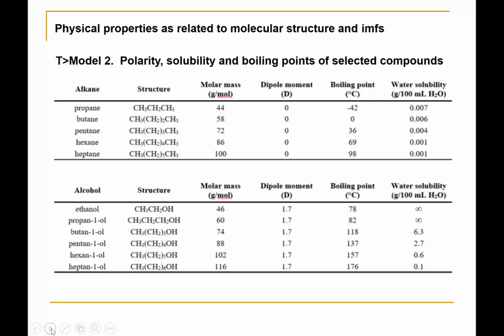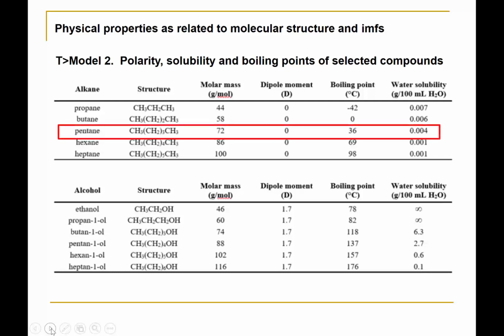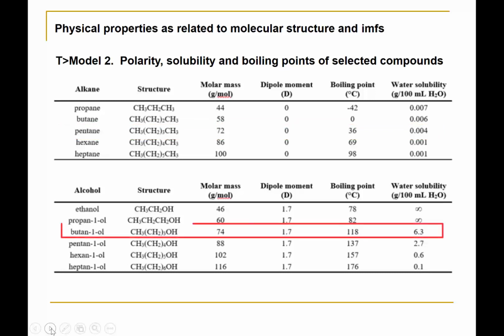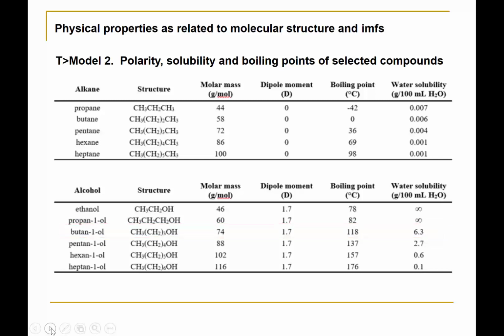concerning these molecules. We are asked to compare pentane, which has a molar mass of 72 grams per mole, to butan-1-ol, which has a molar mass of 74 grams per mole. Although the molar masses are essentially identical, and as is the surface area, the boiling points are considerably different, 36 degrees Celsius for pentane and 118 for butan-1-ol. Clearly, butan-1-ol has stronger intermolecular forces.